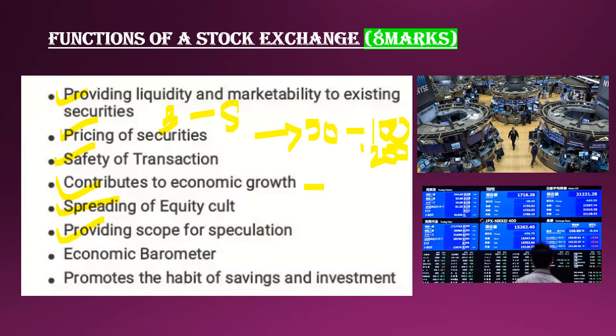You are given a platform where you can buy and sell any company shares, and you can choose whichever company you want to buy. You're given the freedom to decide. Then economic barometer. What is happening here?